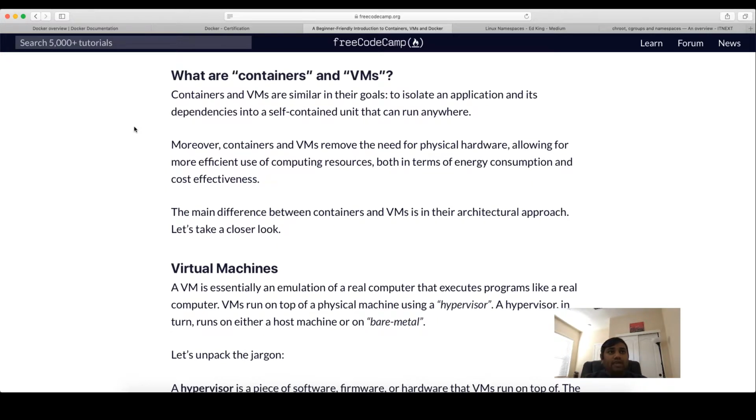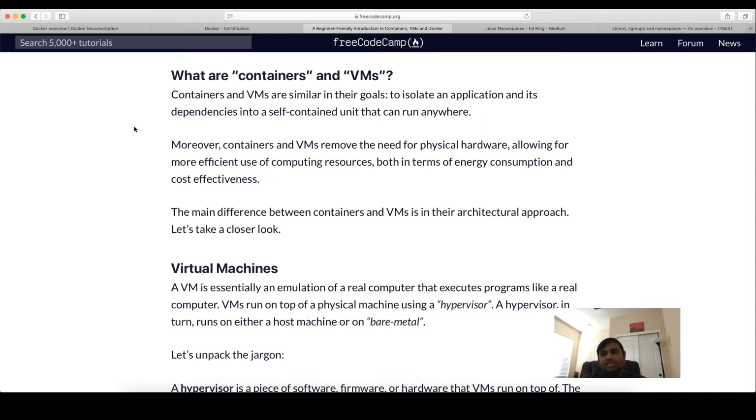The main thing is that containers and VMs remove the need for dedicated physical hardware, allowing for more efficient use of computing resources. Because before the VM and the container came in, we used to deploy the whole application on a standard box. Moving to VMs and containers helped us take away that requirement. Now on a single box, you can deploy multiple VMs.